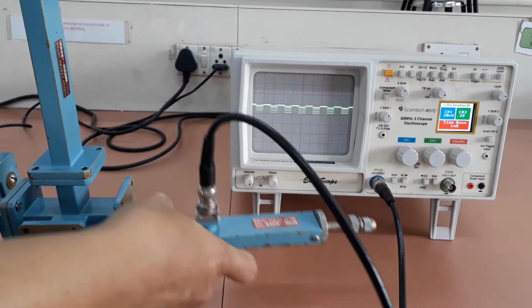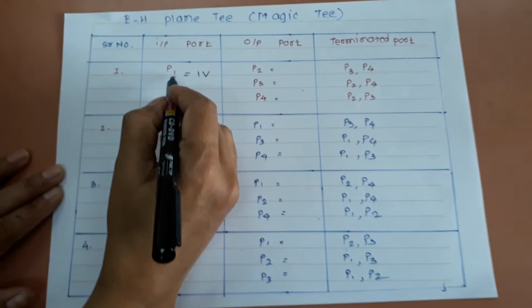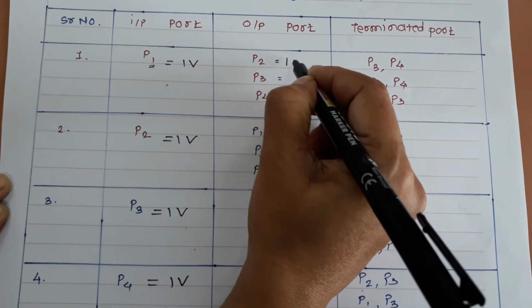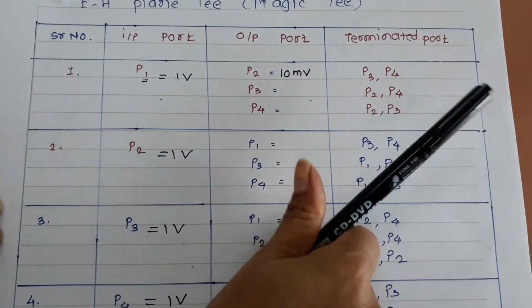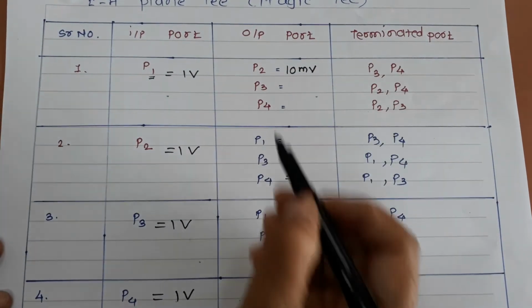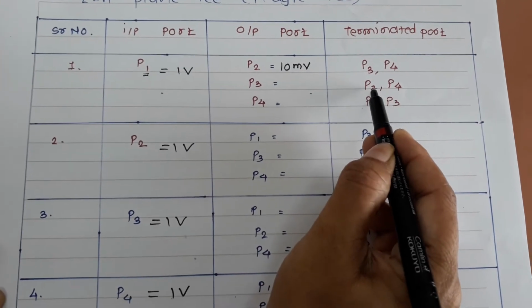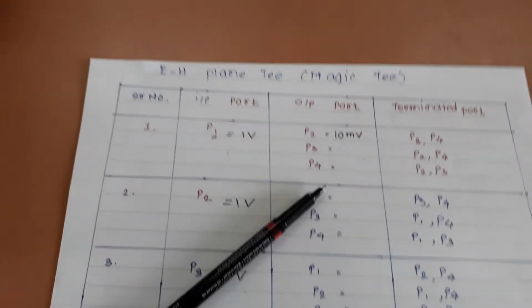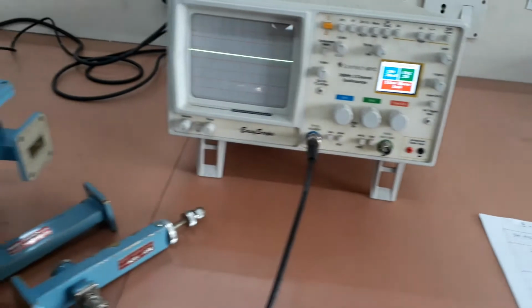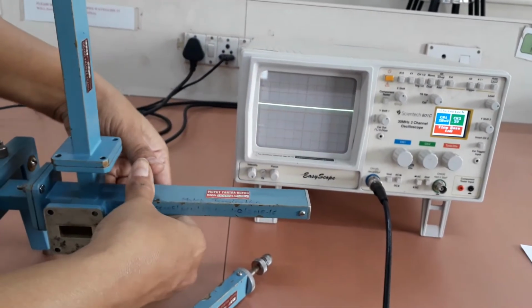I can write in my observations that whenever the input is given to port 1, the output at port 2 will be 10 millivolt. Now let us check what output you are getting at port number 3. Whenever port number 3 is the output port, the other two ports, port number 2 and port number 4, will be match terminated. Port number 4 is already match terminated, and I am terminating my port number 2 with the match termination.